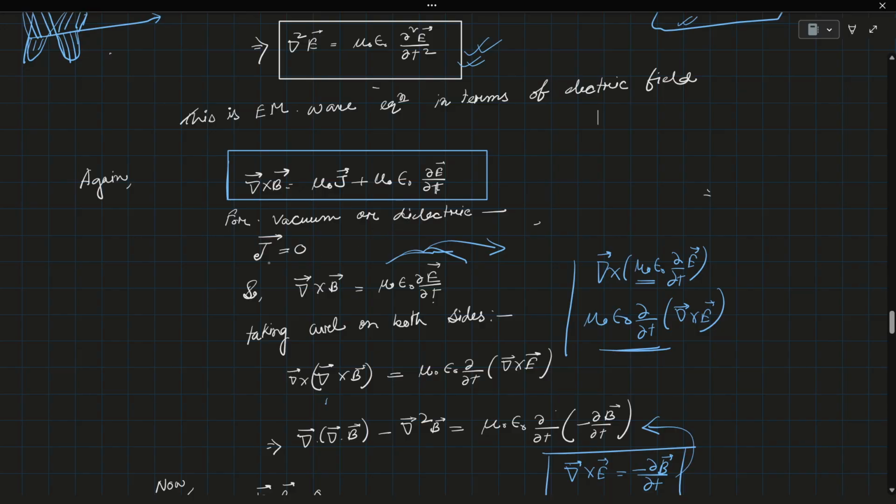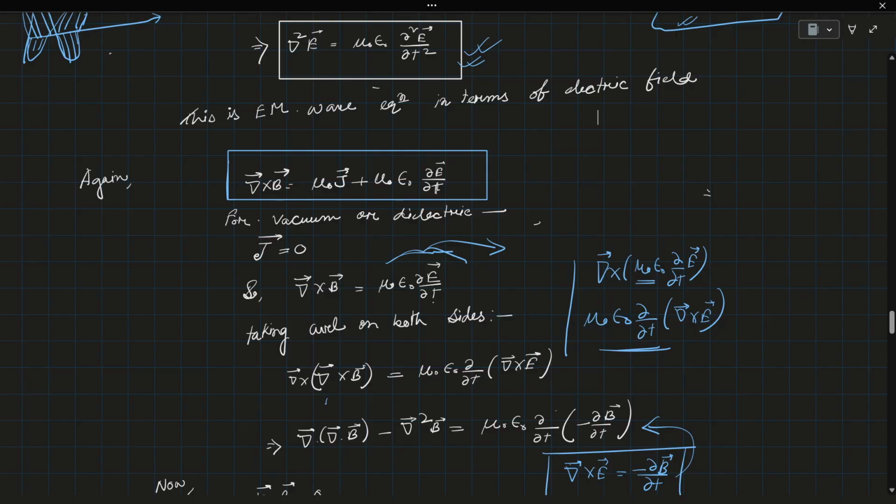In vacuum or dielectric, J can be taken as 0. So this equation will look like this: del cross B equals mu naught epsilon naught del E by del t. Again, I am going to take the curl on both sides of this equation.